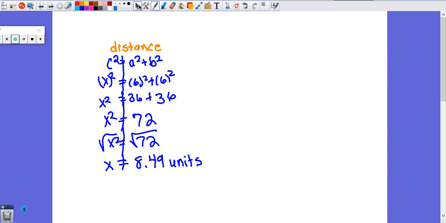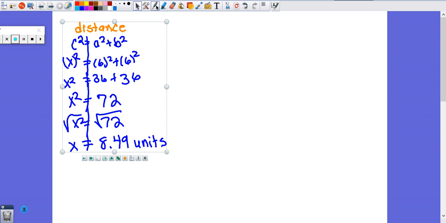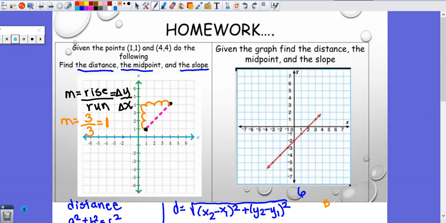Okay, so we are done with distance for that problem. Let me go on back, and I'm going to draw my little thing back. Okay, and we had found this was 6 and 6.